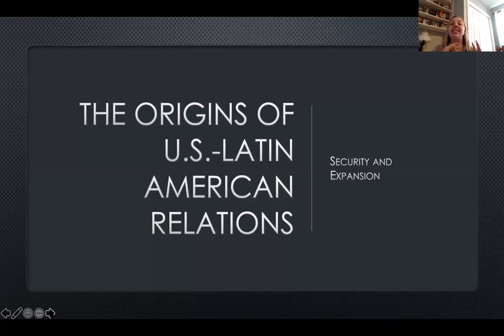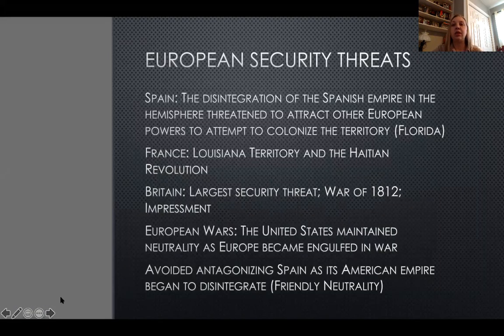So now that we have discussed these theories of international relations, I'm going to move on to what chapter 2 in your book covered. We're going to talk about the origins of U.S.-Latin American relations. And I've subtitled this section Security and Expansion because these are the two primary goals of the United States in its international relations at the very beginning of its existence as an independent nation. So the United States is very focused on the threat from Europe.